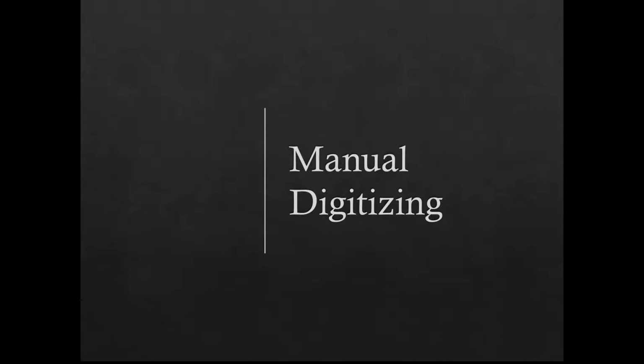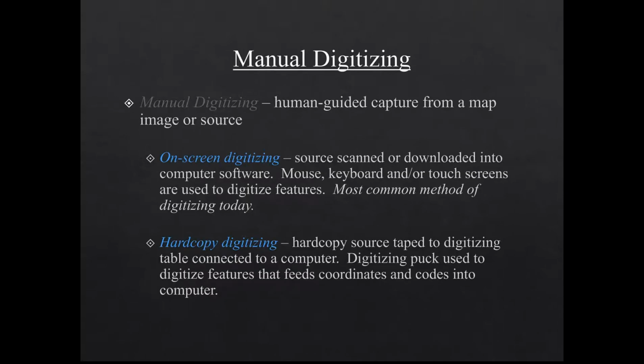Alright, so this section defines manual digitizing in more detail, and it shows an example of a manual digitizing task. Manual digitizing is the human-guided capture of features from a map, image, or source. There are 2 methods of manual digitizing: on-screen digitizing and hard copy digitizing.